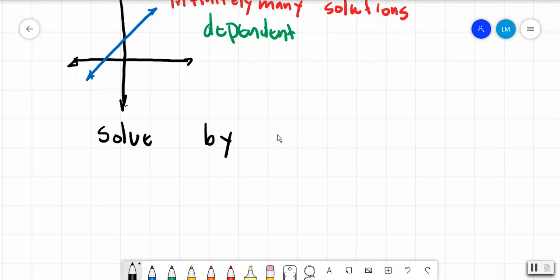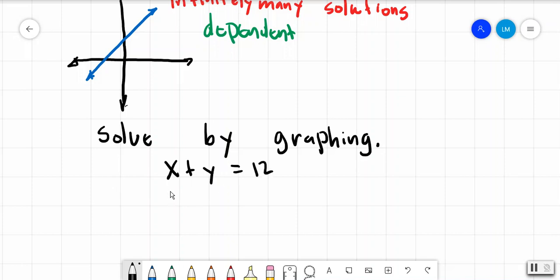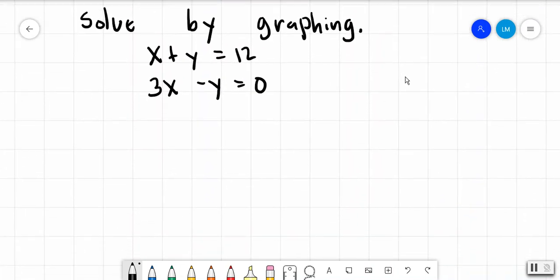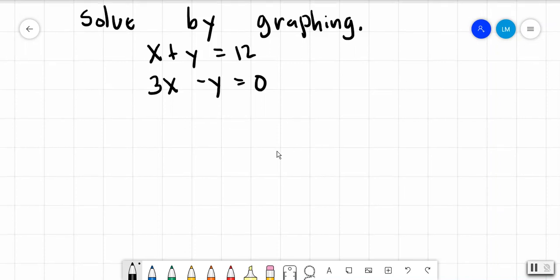So let's say that you want to solve by graphing the following system of equations. Let's say you have x plus y equals 12, and then let's say that you have 3x minus y equals 0. The thing about this is that you're going to probably rewrite the equations in what is called mx plus b form, so y equals mx plus b. However you graph is really entirely up to you. So this is equation 1 and this is equation 2.